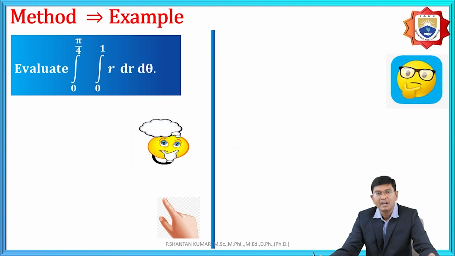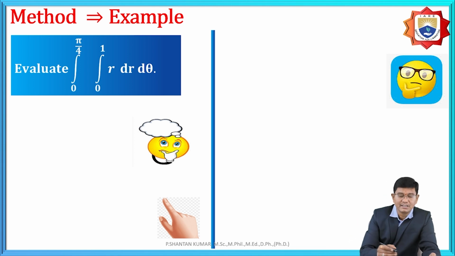And similarly, another simple problem is 0 to pi by 4 and 0 to 1, and again r into dr d theta. And here also the problem is like the limits are 0 to 1.